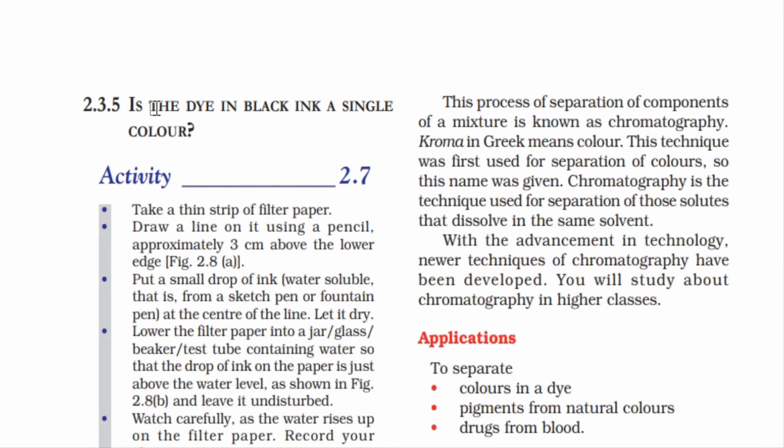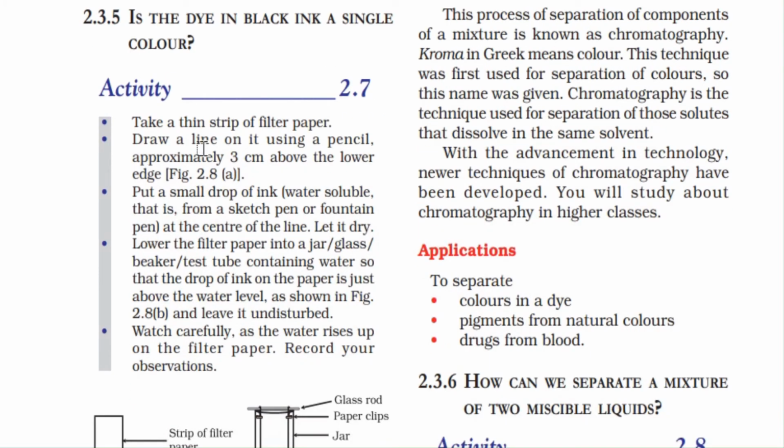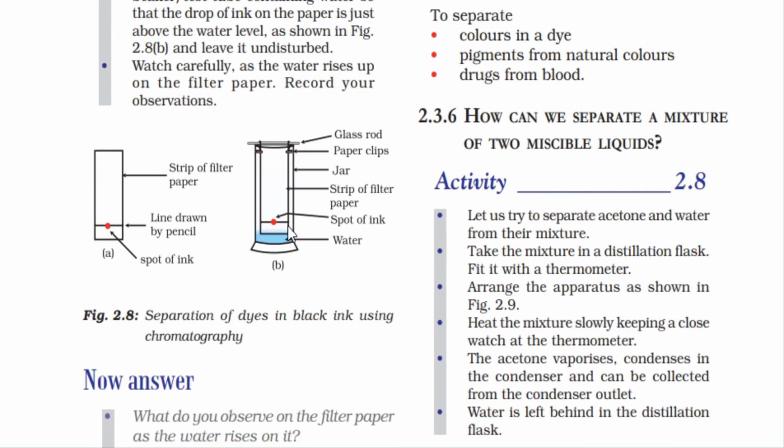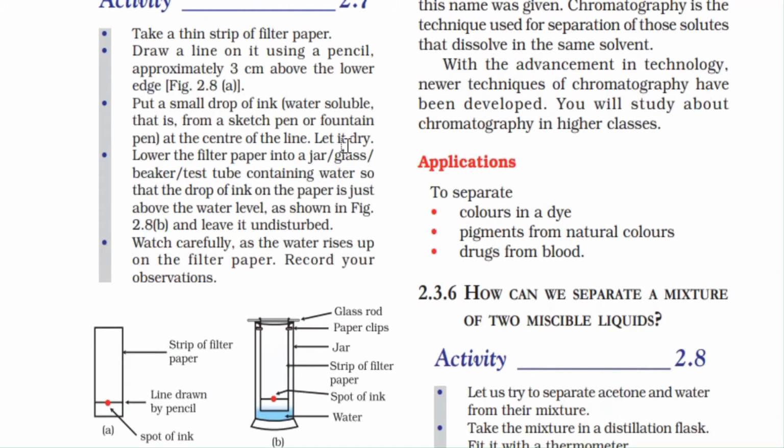Now we will see whether the dye in black ink is a single color. Activity 2.7: take a thin strip of filter paper, and draw a line on it using a pencil approximately 3 cm above the lower edge. Put a small drop of ink on it.